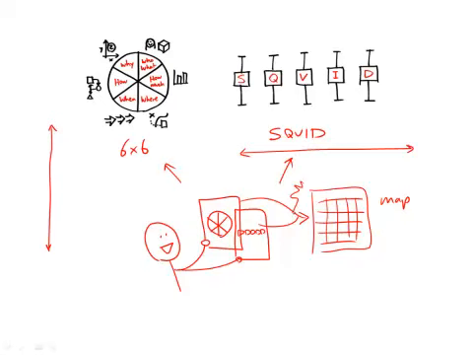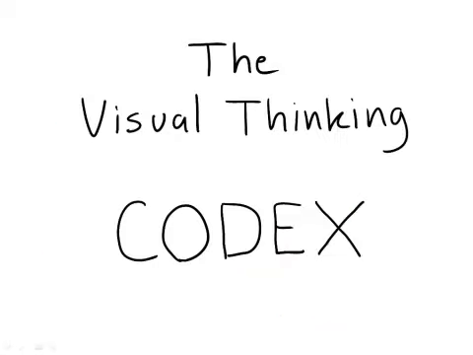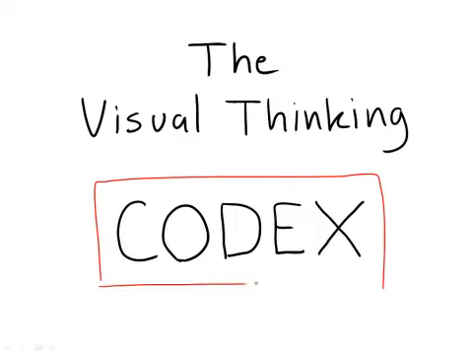Wouldn't it be incredible if we could come up with one ultimate template of pretty much every single possible picture we could ever make? And guess what? We can. And in order to do that, we come up with something that I call the Visual Thinking Codex.